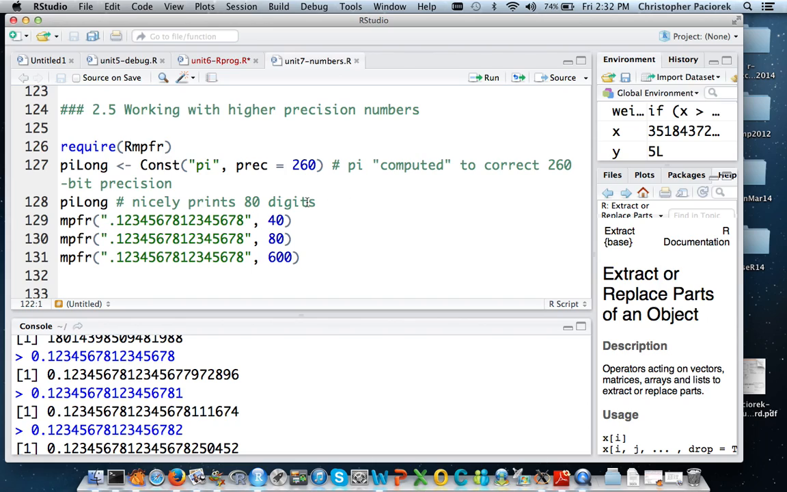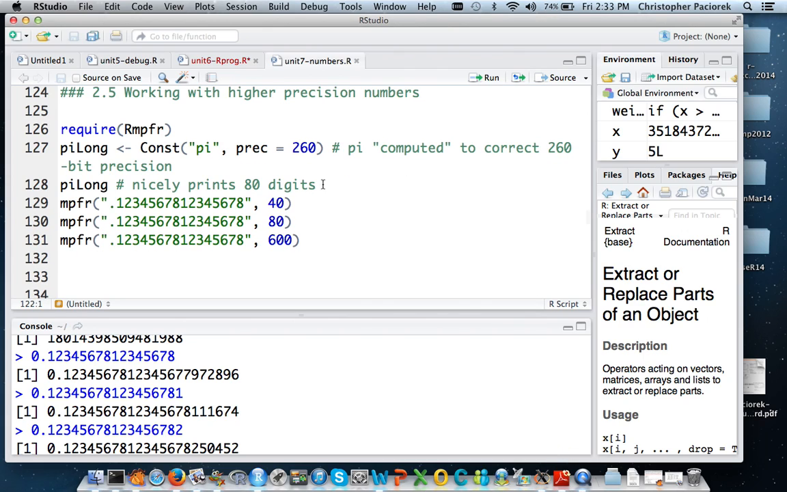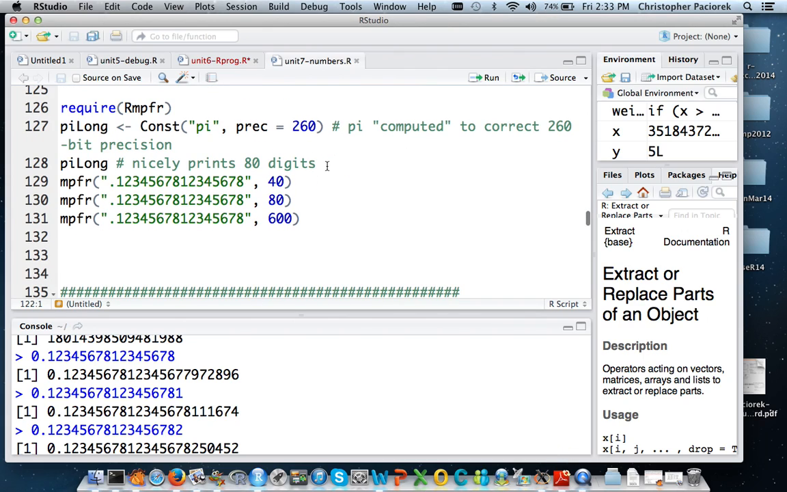In R, we can actually work with numbers in higher precision if we want to. There's this package called RMPFR that would allow you to, for example, represent pi to, say, 260 digits of accuracy if you wanted to. I won't bother to go through that, but if you were interested in playing around with that, you could. And I think this will allow you to do more accurate arithmetic if you really needed to be more accurate about your arithmetic calculations.